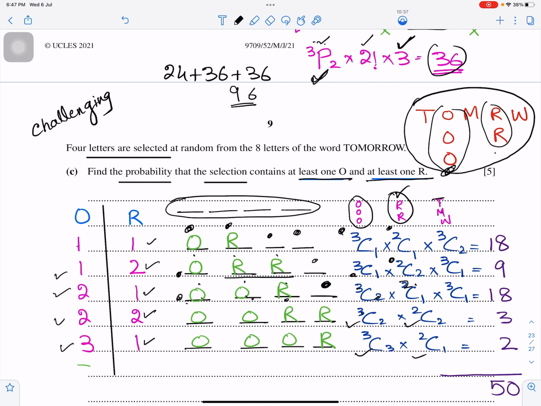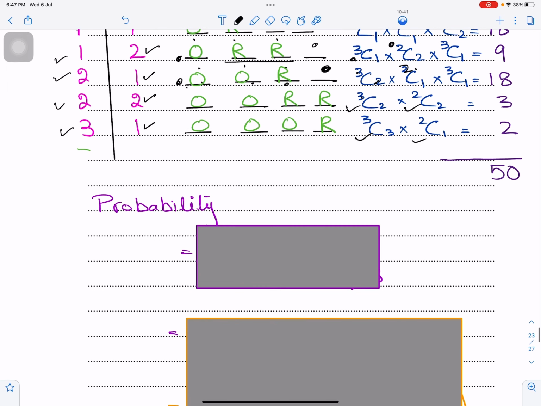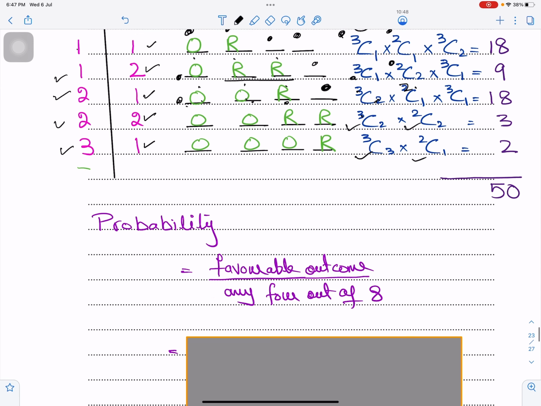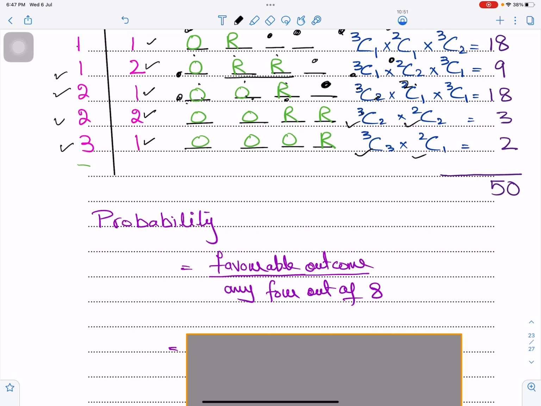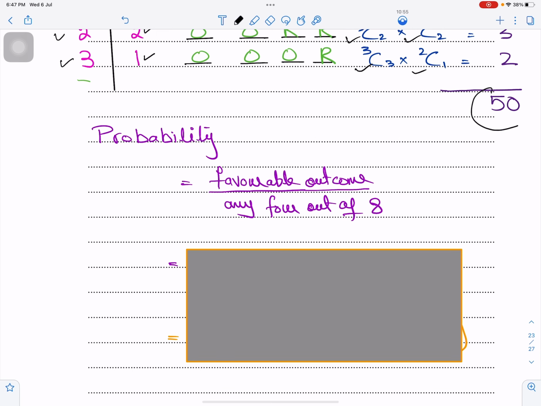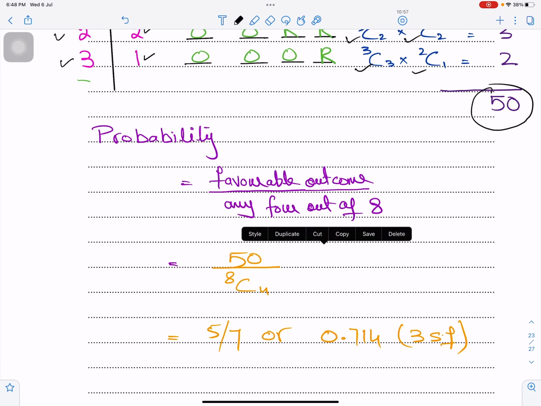These are just the selections, how many I can make out of 8 letters. We know probability is equal to favorable outcomes divided by any 4 out of 8, because in the word tomorrow there are 8 letters and we have to select 4, right? And the favorable outcome is 50 here. So it is 50 divided by 8C4, and this is how you will get the probability. And in 3 significant figures, it will be 0.714.